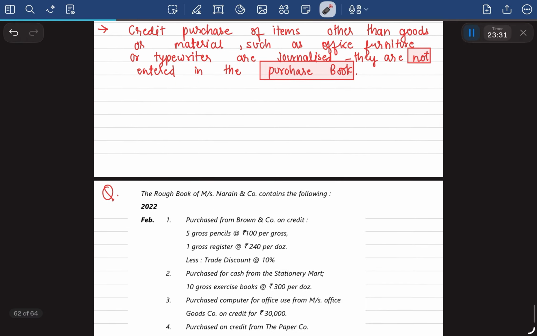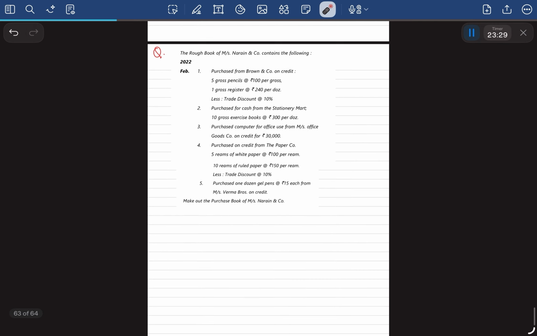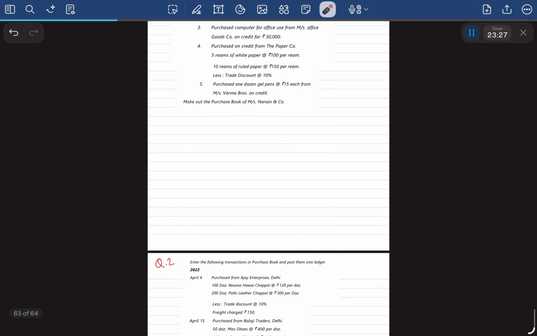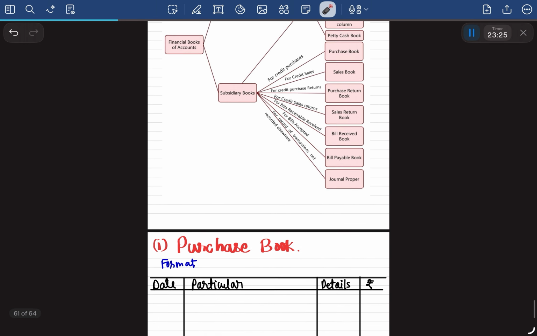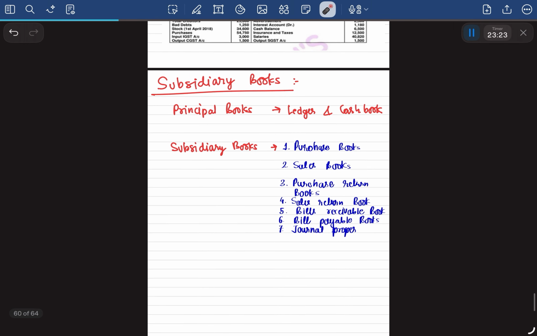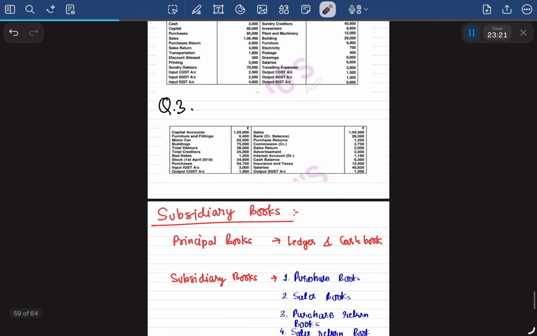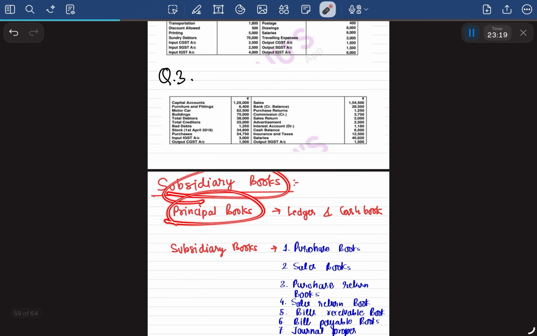Understand? Now we have this question. We have only two questions for today, so let's solve. If you understand this, we are starting with subsidiary books. We have two types of books: principal books and subsidiary books.